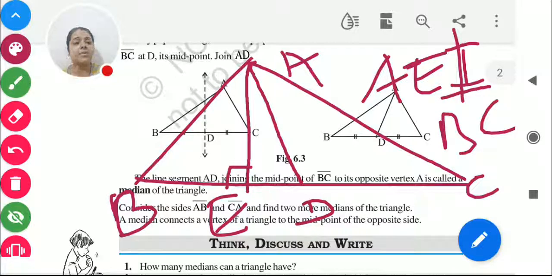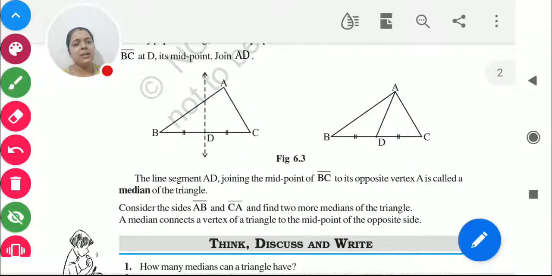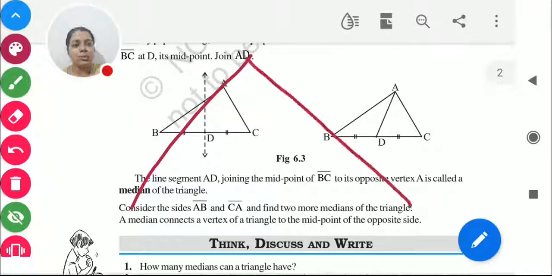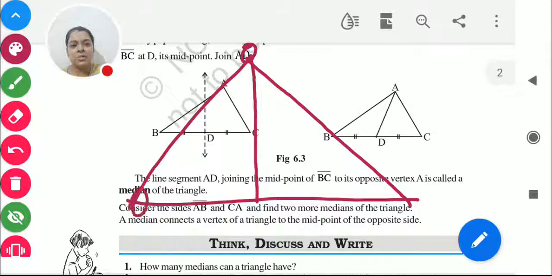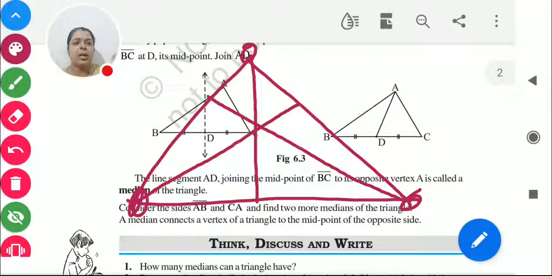The second very important line is AD. It is the median. Why is it a median? Because it joins BC exactly at the midpoint. Now the matter comes: how many medians and how many perpendicular lines can we draw? If we have three sides and three vertices, from this one we can have one perpendicular line, from this one another perpendicular line, and from this one another perpendicular line. So we can have three medians in a triangle.